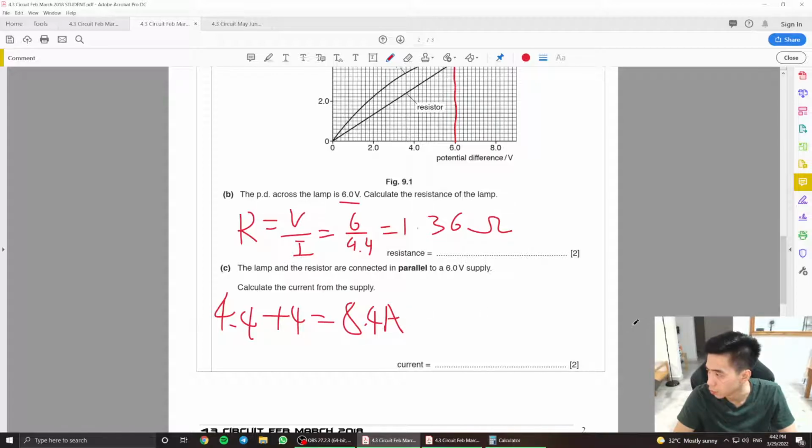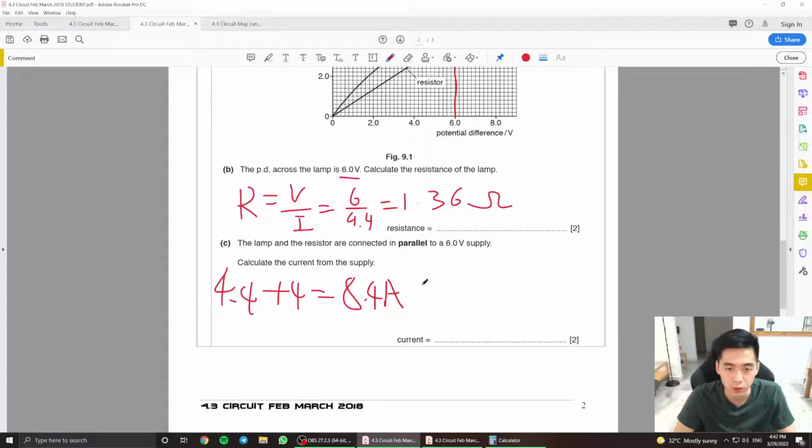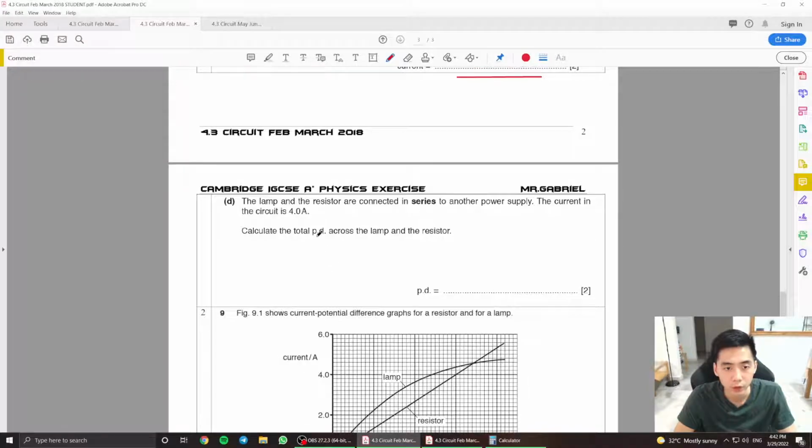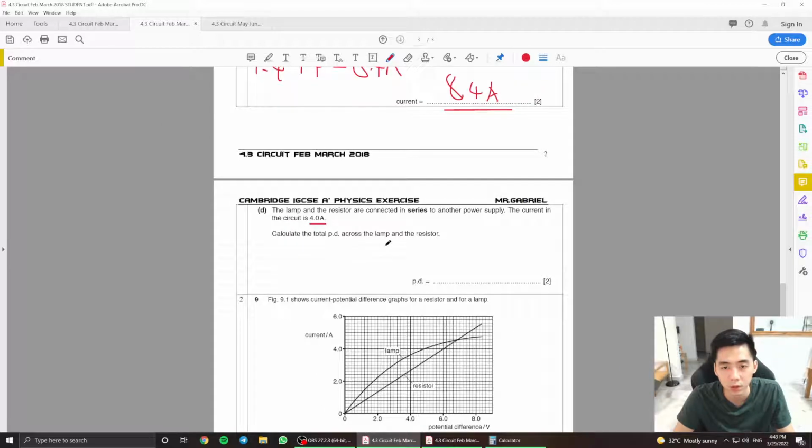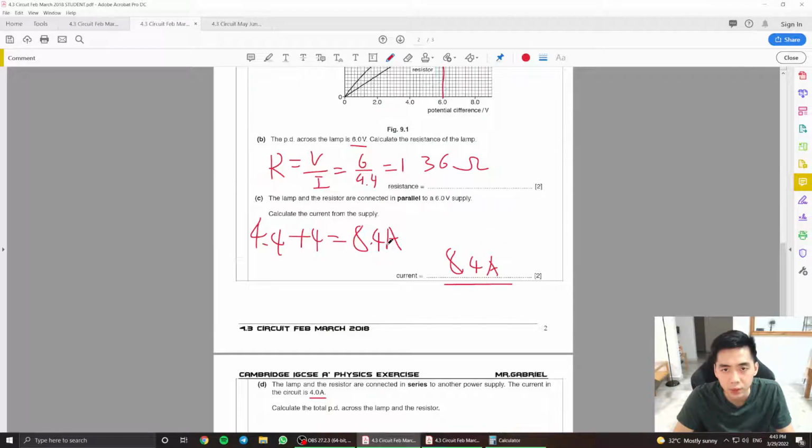Not sure why it's 2 marks here though. It's a bit odd. As long as they're connected in parallel, you're supposed to add the currents up. But no one complains about 3 marks, right? Then moving on to this next question here. The lamp and the resistor are connected in series to another power supply. The current in the circuit is 4 amperes. Calculate the total potential difference across the lamp and the resistor here.